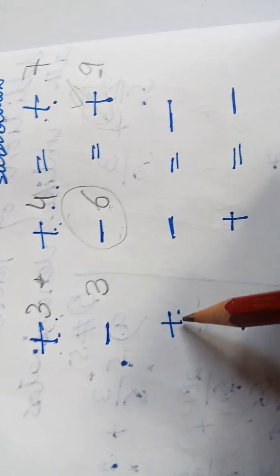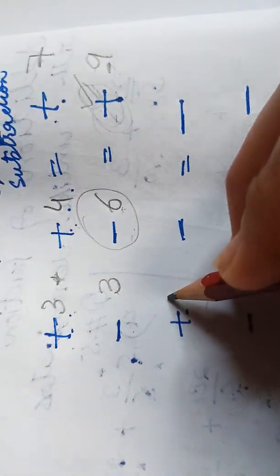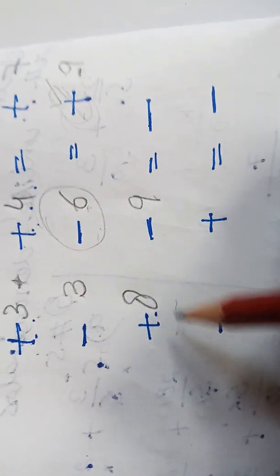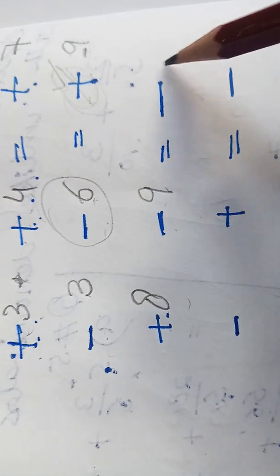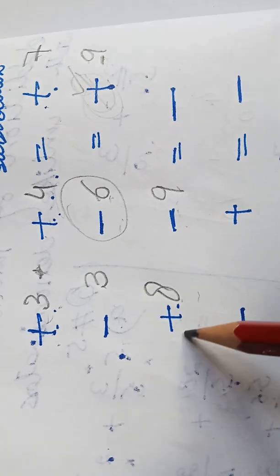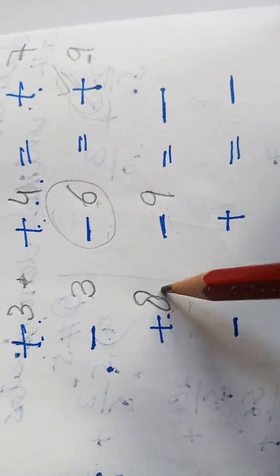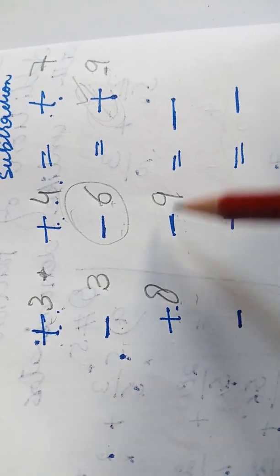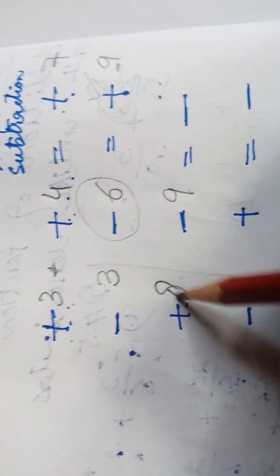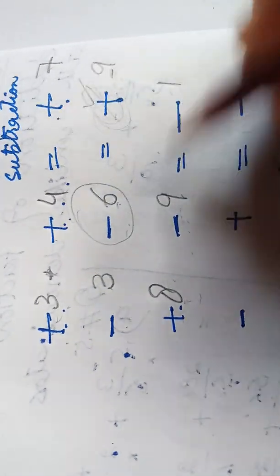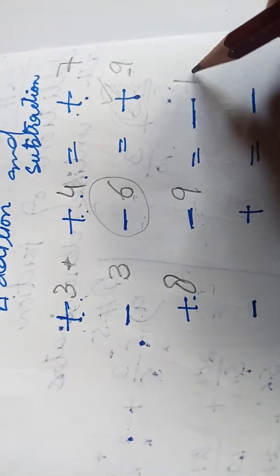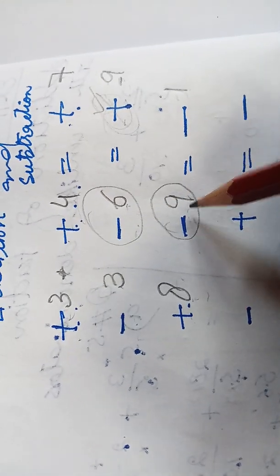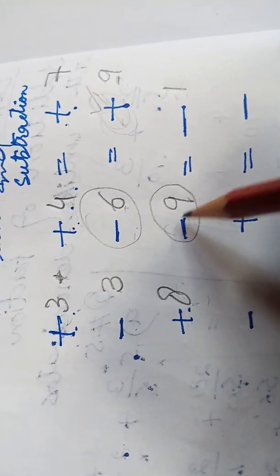So if one number is plus 8 and the second number is minus 9, plus minus minus, we will subtract these two numbers. But don't bother about which number is greater, we have to subtract these two numbers. We will subtract 8 minus 9, so the difference of these two numbers is 1, plus minus minus, but we will write the sign of the greater value, which is the greater number between these two numbers, 9.